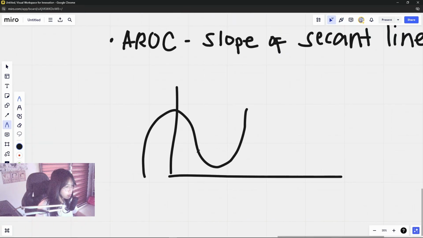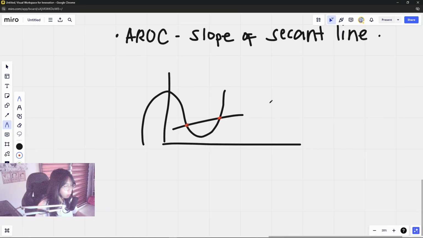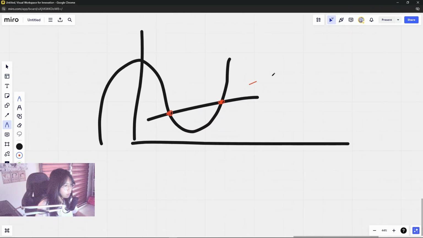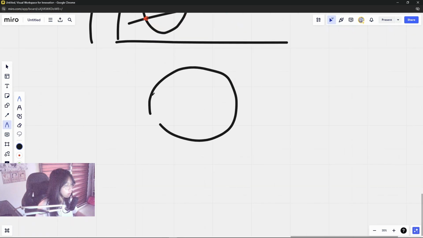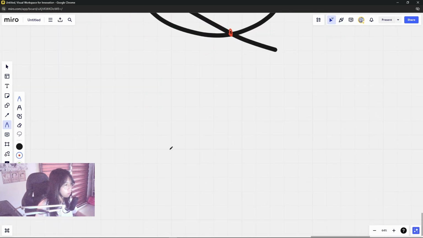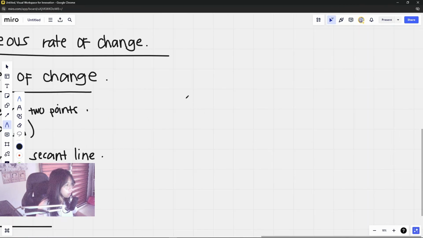Yan. And then, let's say na may line dyan. And that line, itong intersection na to, you can see na dalawang beses siya tumama. So, basically, dalawang beses siya nag-intersect. Pwede naman din ganito itsura. And then, ito yung intersection niya. Yan. That is also called a secant line. Let's proceed na sa instantaneous rate of change.